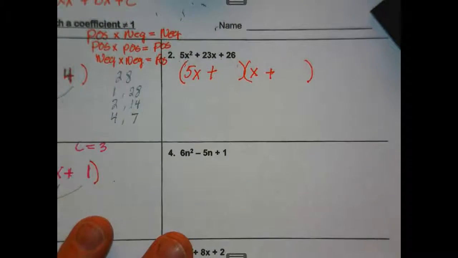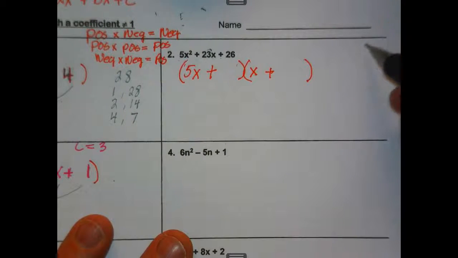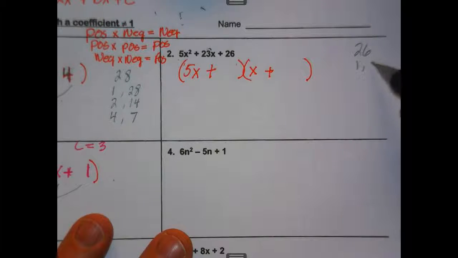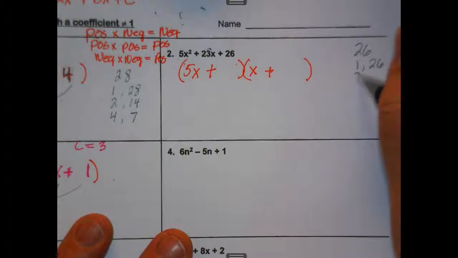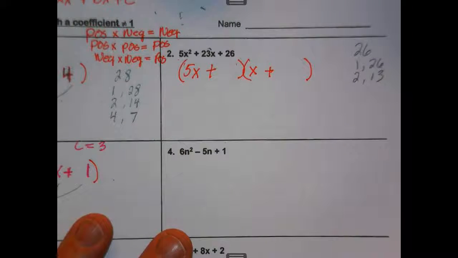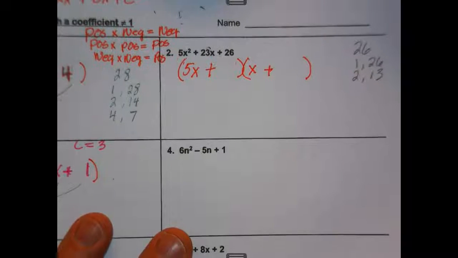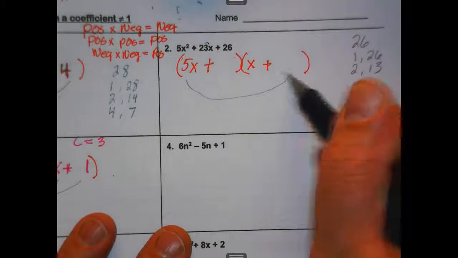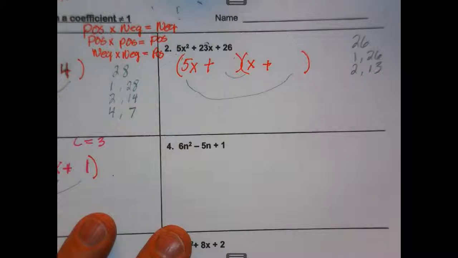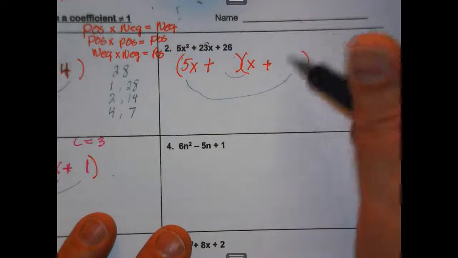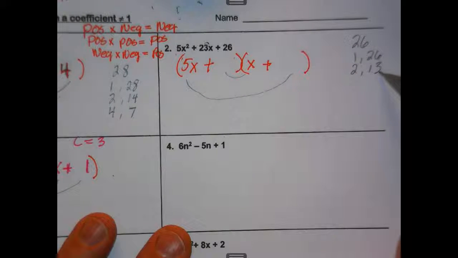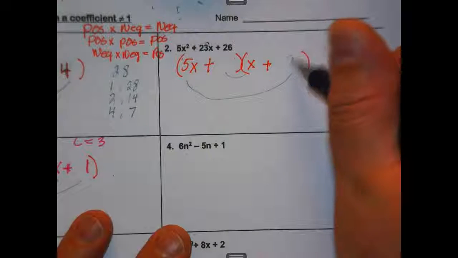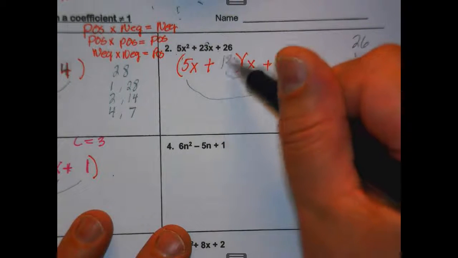Factors of 26. I have 1 times 26, 2 times 13. I think that's it. Okay. My outer, my inner. Let's try 2 and 13. They are probably going to work because 2 times 5 is 10, plus 13 is 23. So let's put the 2 here and the 13 here.